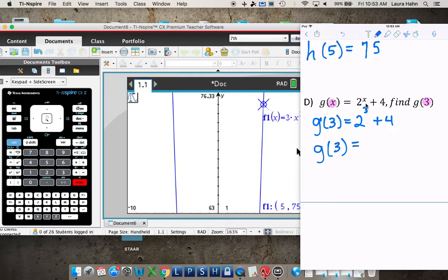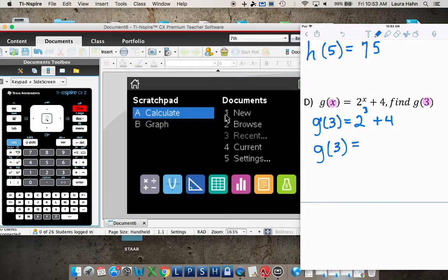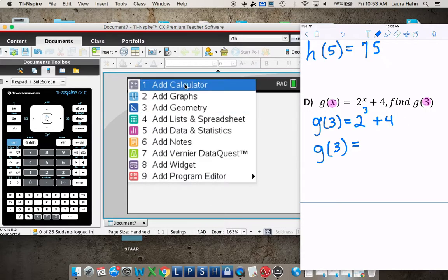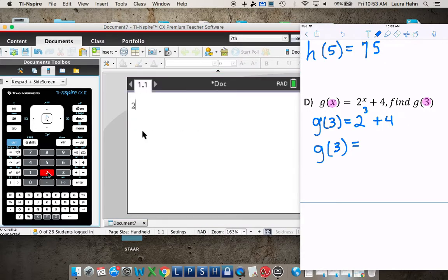All right, so to figure out what g of 3 is, now all I have to do is type this into the calculator. So 2, and how do you type in an exponent? Well, you see this little caret key, this little arrow up, if you click that, boom, there it goes. Now I'm going to type a 3 in there. But you see how your cursor is up in the air? You need to press the right arrow so it's no longer an exponent. Then plus 4. So 2 to the third power plus 4 equals 12. So one more time, we read this as y equals 12 when x is 3.